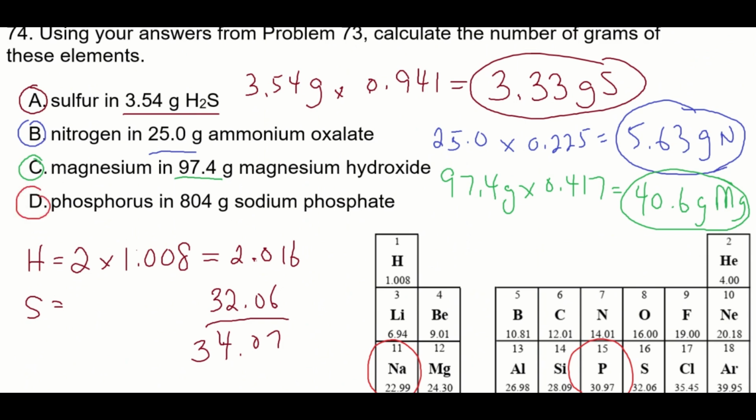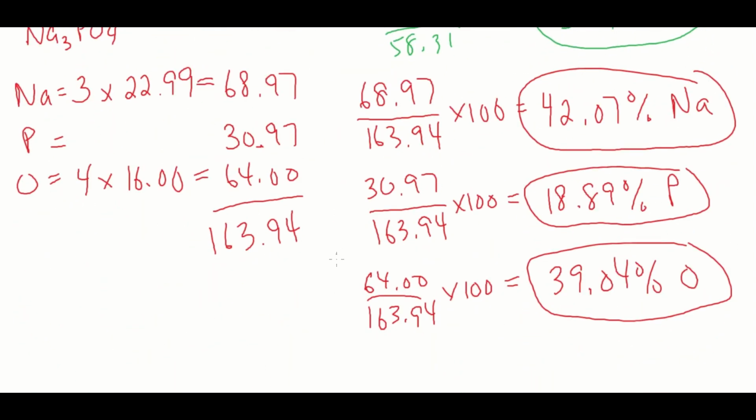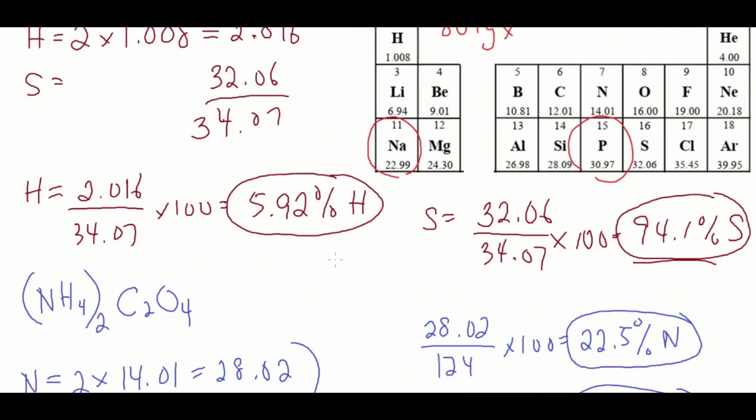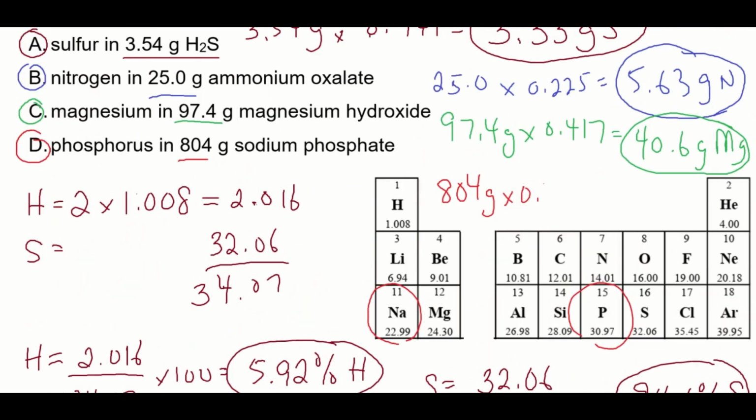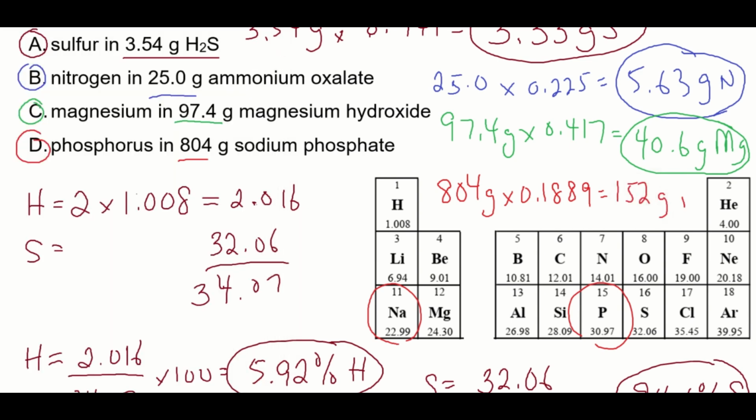All right, so in part D, we're asked for the phosphorus component in 804 grams. So the phosphorus component was 18.89%. So 152 grams is phosphorus.